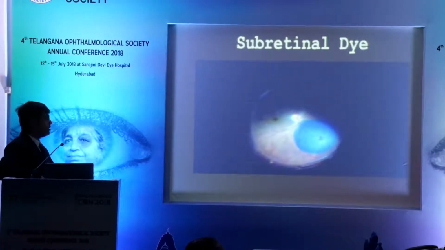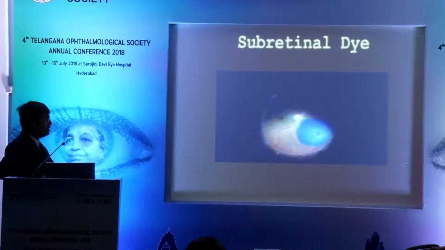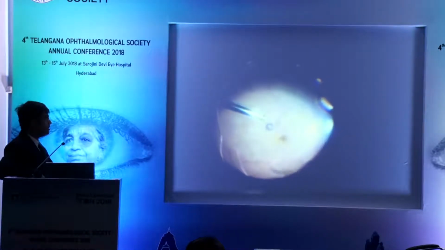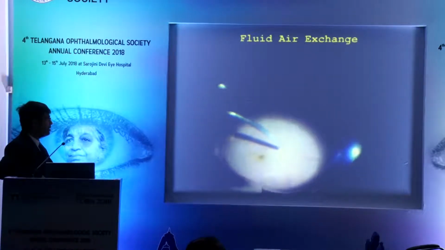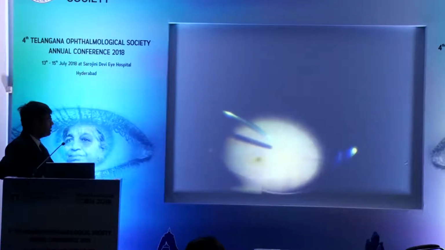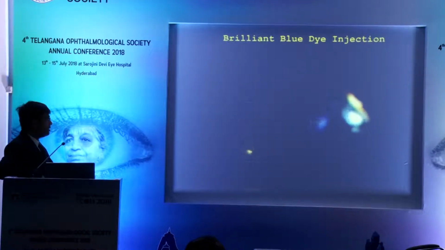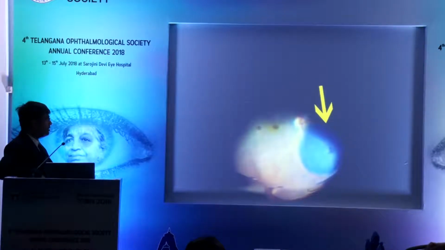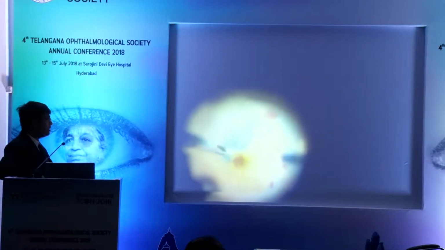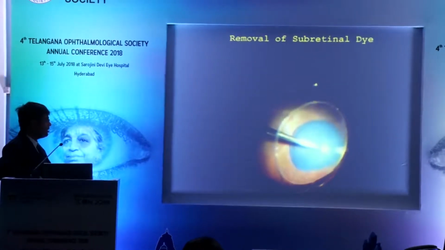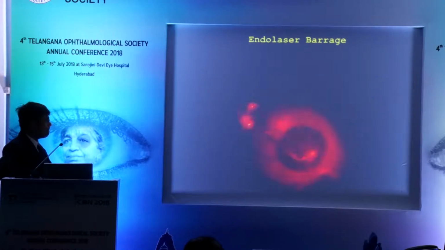This video demonstrates the subretinal injection of brilliant blue dye during macular hole repair surgery. After completing the pars plana vitrectomy, fluid air exchange was done. Brilliant blue dye was injected, and here the subretinal dye was noted inferior nasally. After completing the ILM peeling, partial removal of the subretinal dye was performed using the flute needle. After air exchange, laser barrage was performed around the break.